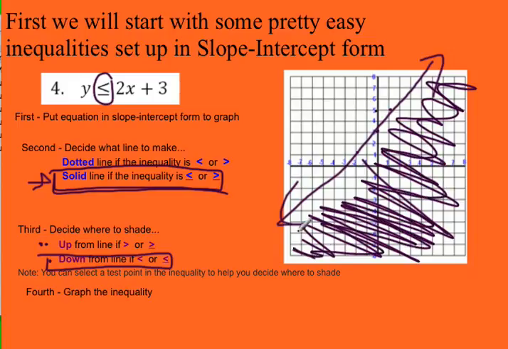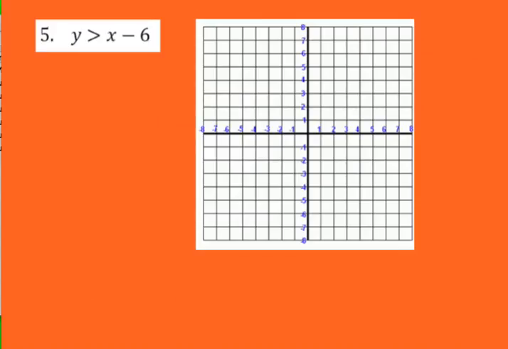That's that down portion. And don't worry, we're going to do a lot of practice with this. So just shade it in so that it's very obvious to me what has been shaded. So let's take a look at number 5. First question, is it in slope-intercept form? Why, yes, sir, it is.